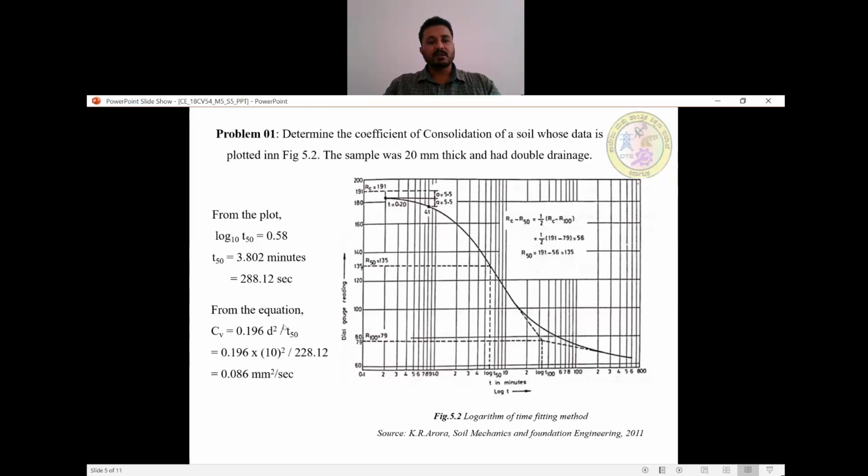Now from the equation, coefficient of consolidation can be easily found out, that is CV is equal to 0.196 into D square divided by T50. Now here D is equal to H by 2, where H is the thickness of the sample. For double drainage condition, it is H by 2, that is 20 by 2, that is equal to 10. 0.196 into 10 square divided by 228.12 will give you 0.086 mm square per second.